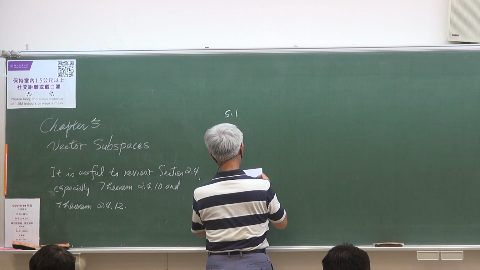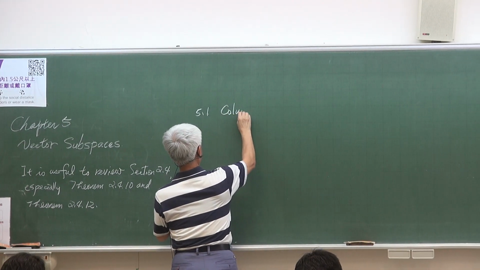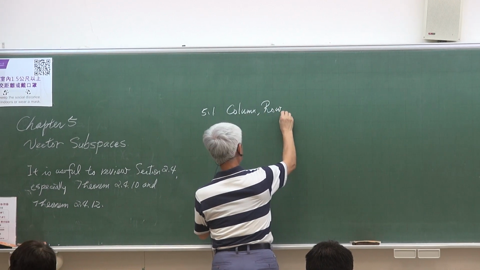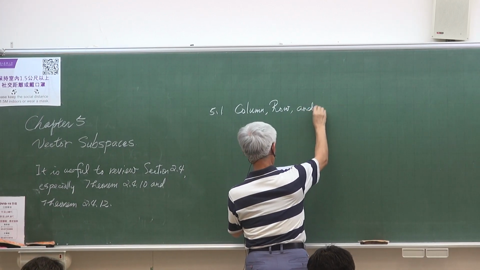All right, so the first section is about column, row, and the null spaces.